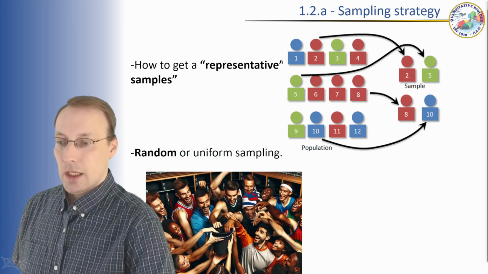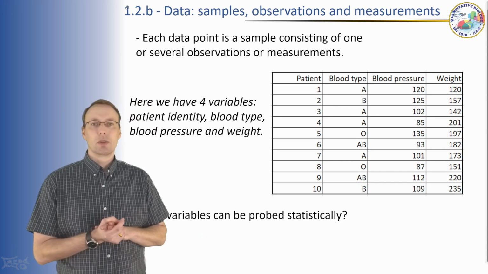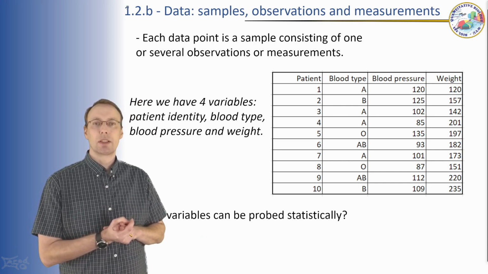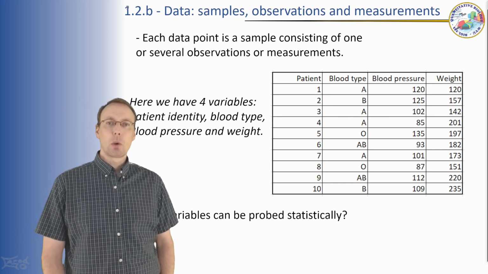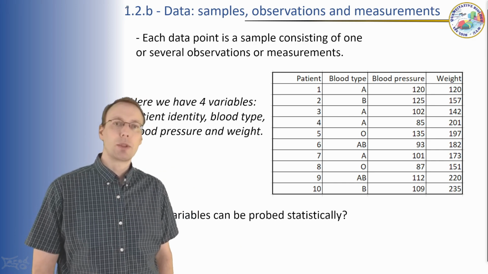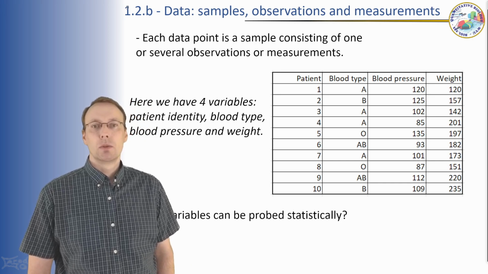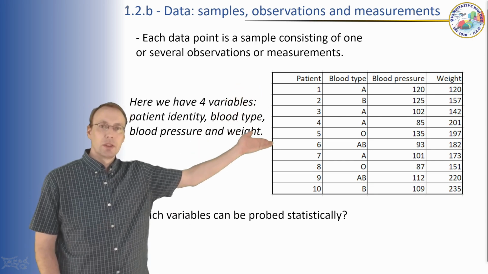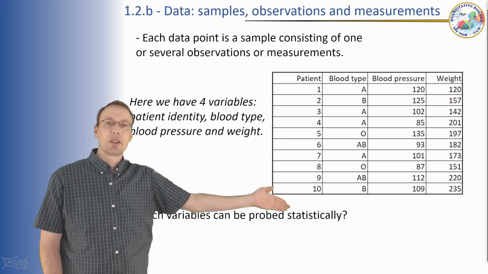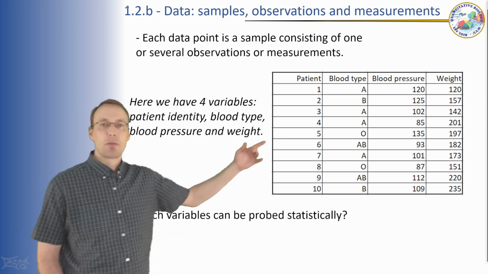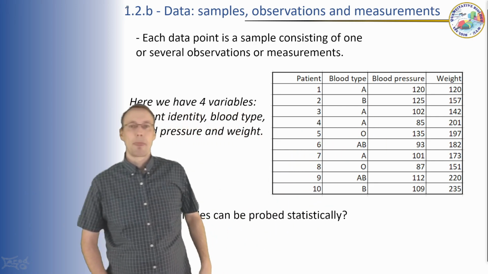So let's take another example. And this time, what I'd like to look at is basically the type of variables you're getting. So here you have several patients. You're recording blood type, blood pressure, and weight. And so here, notice that first you have your sample size, right? So you have 10 patients, that's your sample size. And for each patient, you measure 3 different variables.